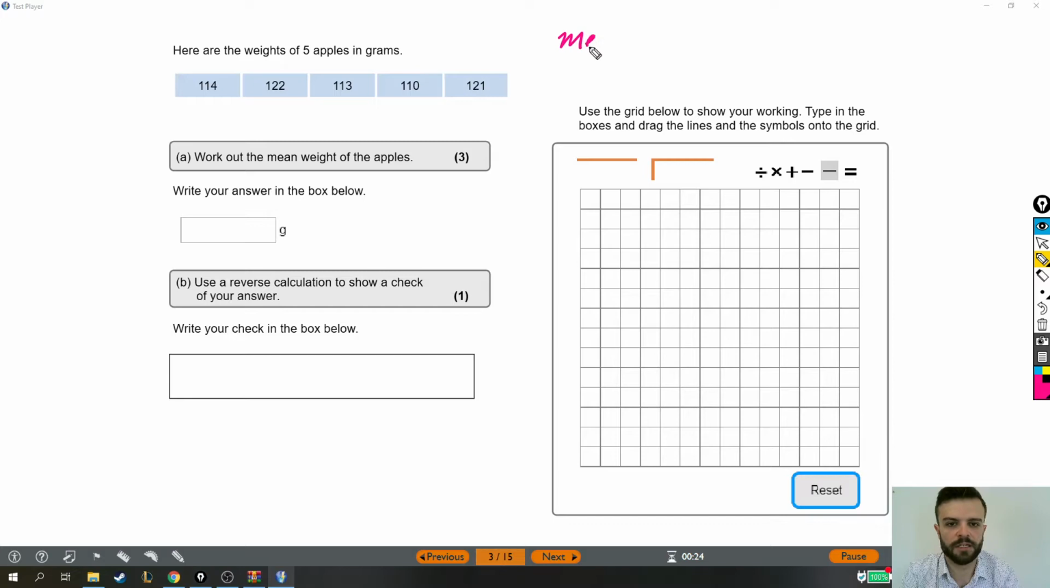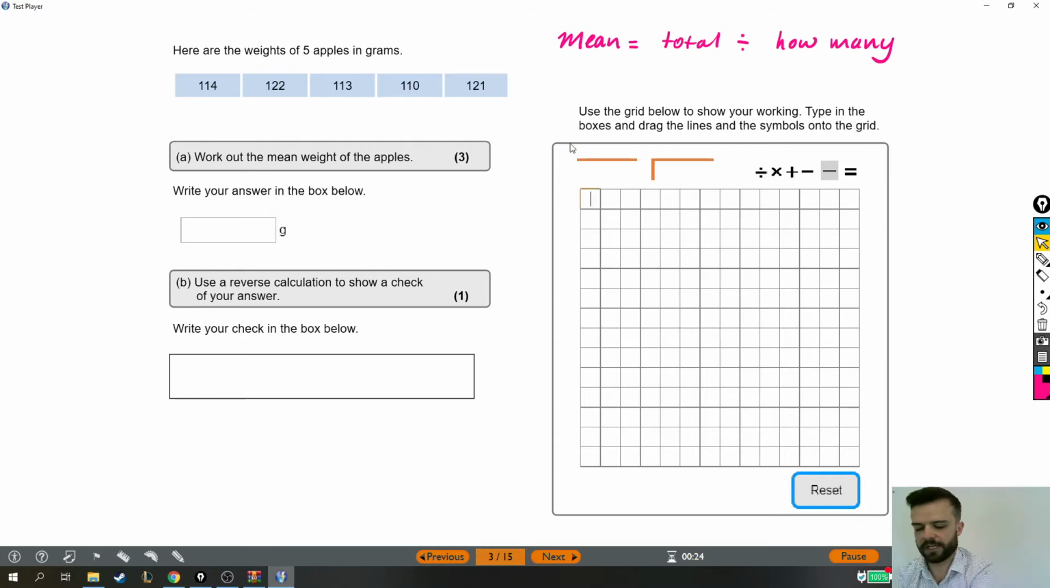As a reminder, the mean is the total divided by how many. You might describe it as you add them up and divide by how many, but really it's the total weight of whatever it is divided by how many things there are. So here we need to add up all of these numbers and then divide by 5, and that will find us the mean.